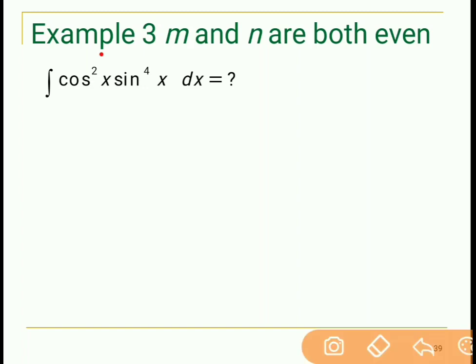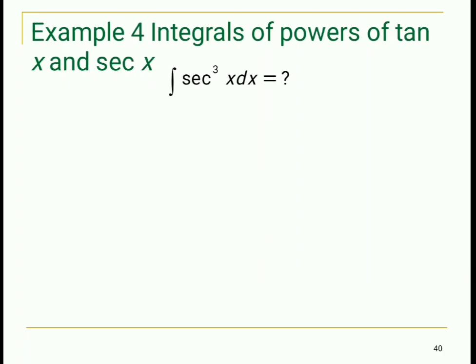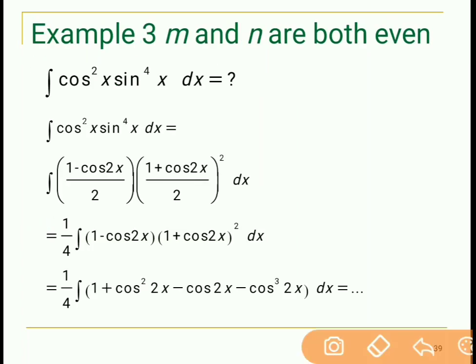In this case, m and n both are even. So when both are even, you have to replace cos square x as 1 minus cos 2x by 2 and sin square x as 1 plus cos 2x by 2. Now it is sin x raised to 4, so here you will get a square.